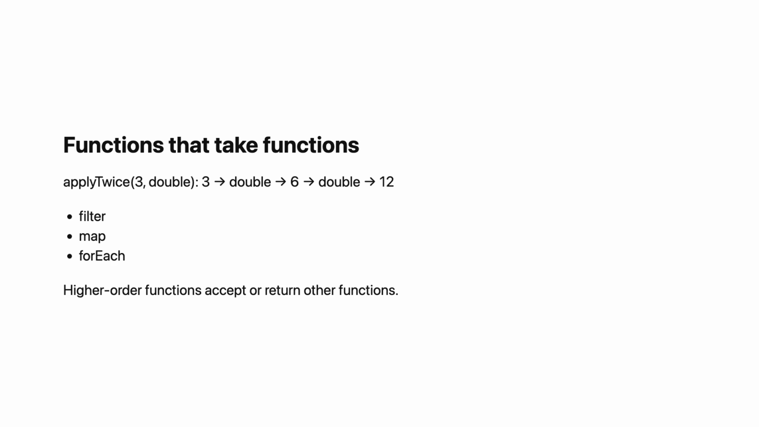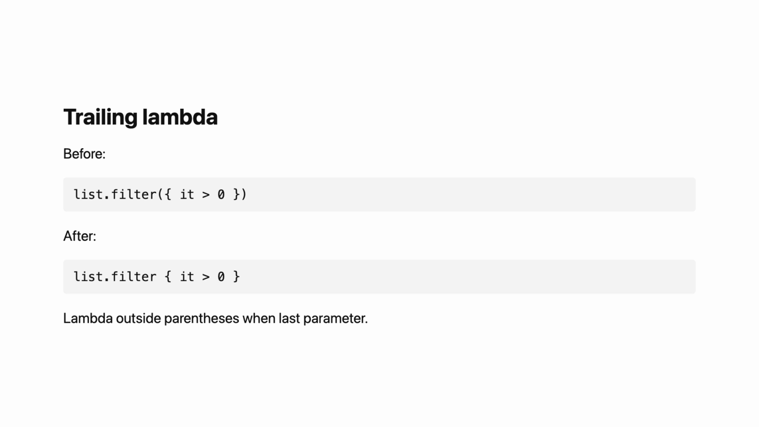Higher-order functions abstract over actions. Filter takes a predicate function. Map takes a transformation function. forEach takes an action function. You provide the specific behavior. The higher-order function provides the structure.